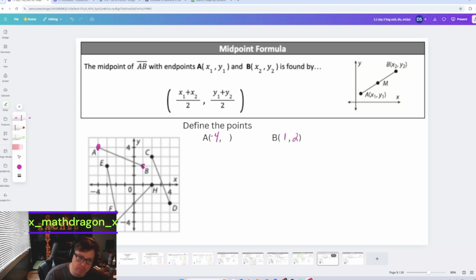I'm actually going to keep them both pink. So 1, 2. These are our 2 points that we want to find the midpoint from. So label it X1, Y1 because it's the first point I wrote down. X2, Y2 because it's the second point I wrote down. Don't overcomplicate it. And then let's write our formula. Our formula is going to be X1 plus X2 divided by 2. Then we're going to do Y1 plus Y2 divided by 2.